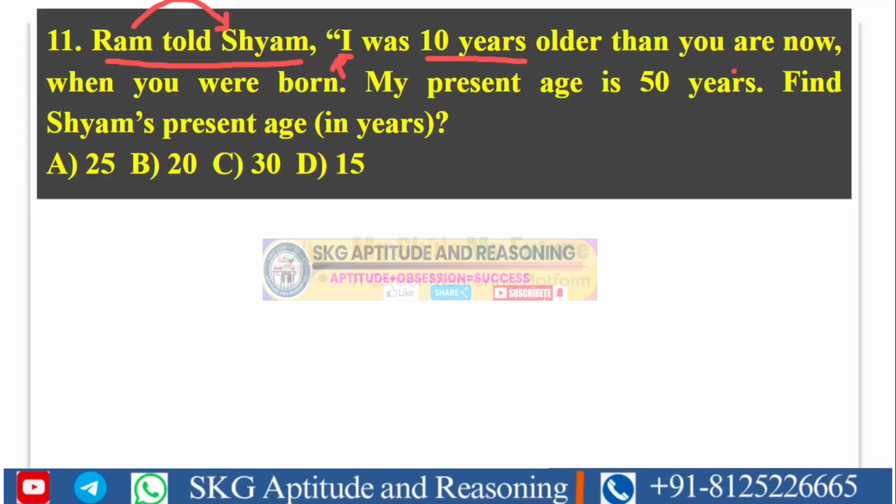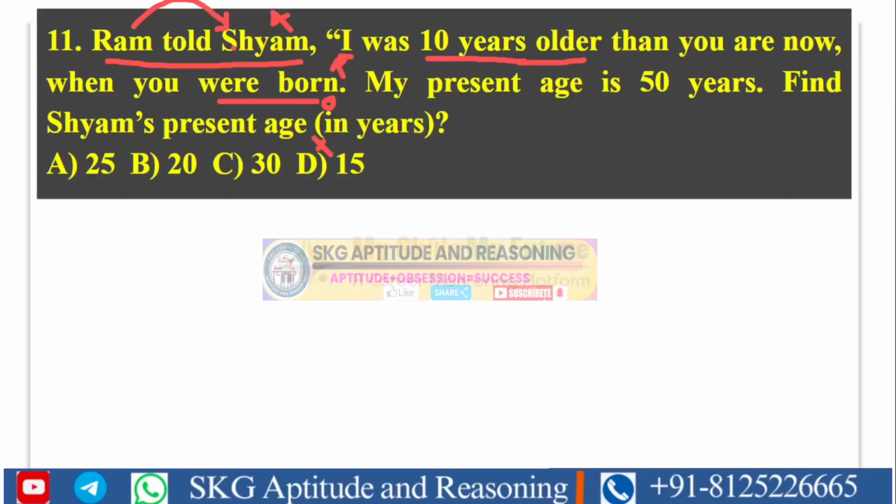It is 10 years older, suppose 10 years older than you are now. Suppose Sham is X years. Ram was 10 years older, which means Ram was X plus 10 years when you were born. He gave in the question, when you were born. Suppose Sham's age when he was born was 0 years, and assume Sham's present age is X years.